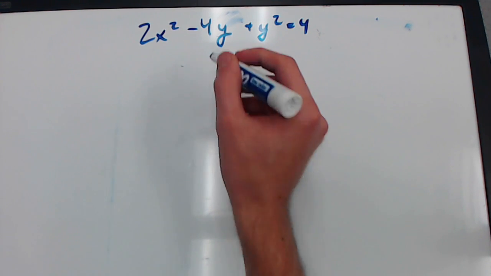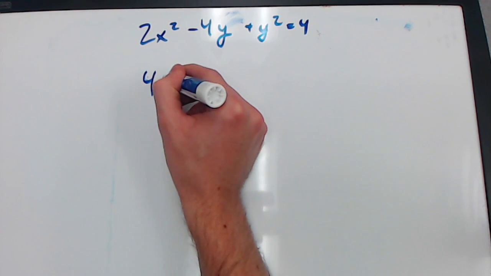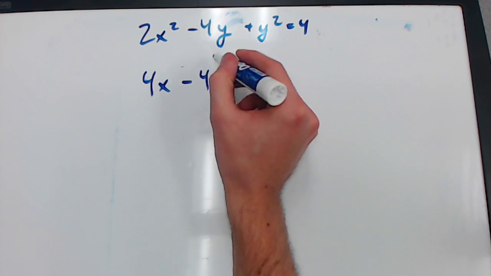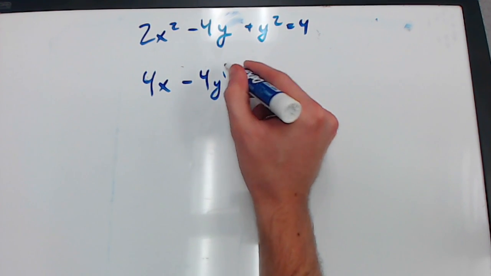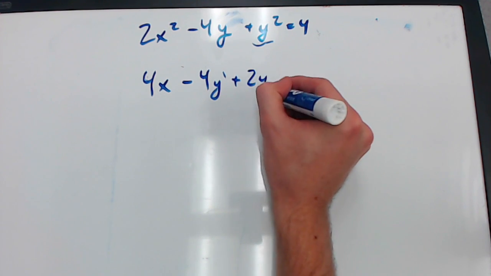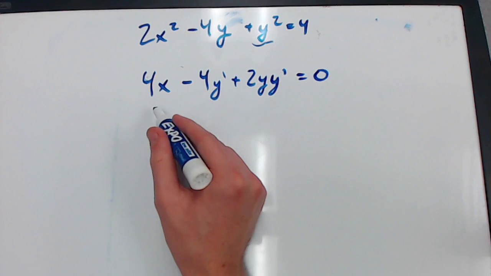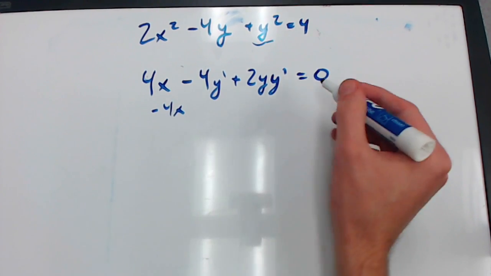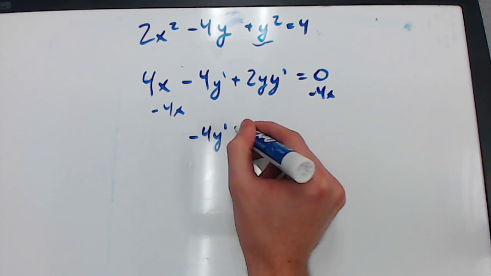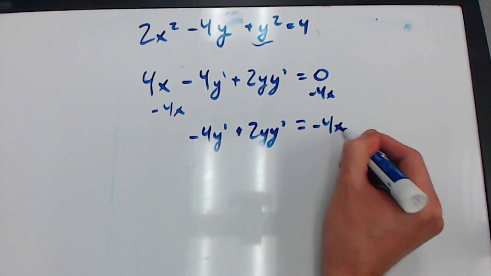All right, so this derivative, we'd use our power rule, so we have 4x, then we're going to have minus 4, and y is going to become y prime. And then for our y squared, outside inside, so 2y times the derivative of the inside, which is y prime, is equal to 0. Now we've got to isolate our y primes by subtracting 4x. We'll end up with negative 4y prime plus 2y y prime is equal to negative 4x.